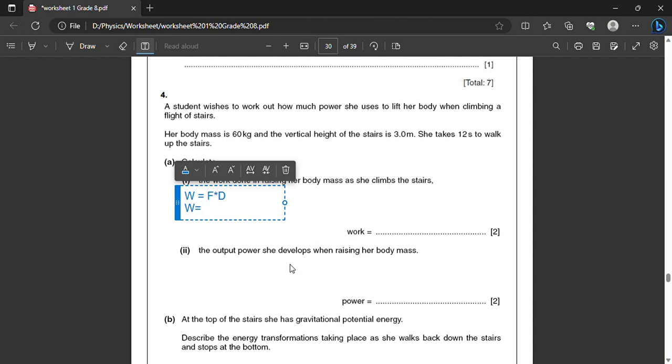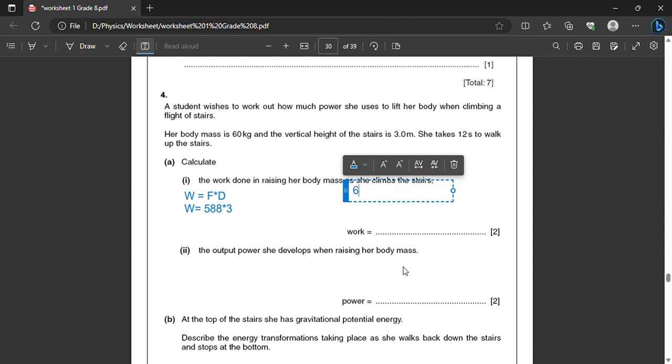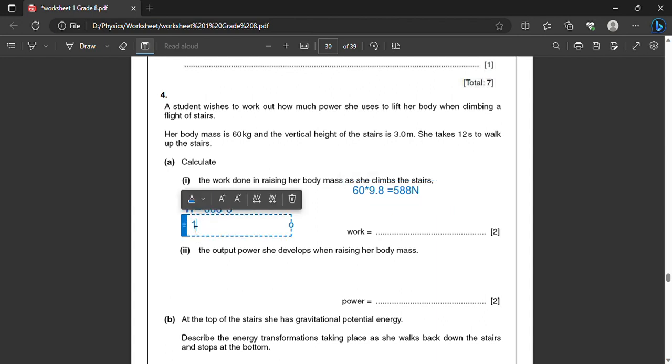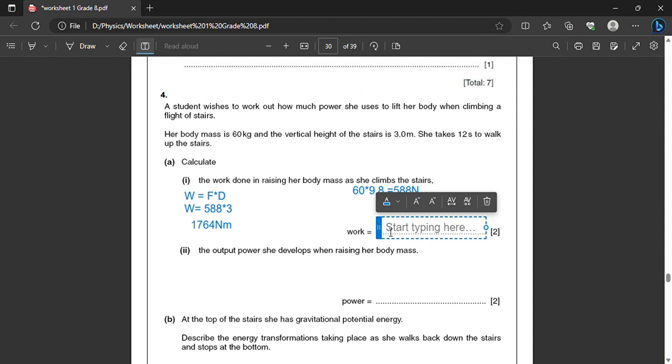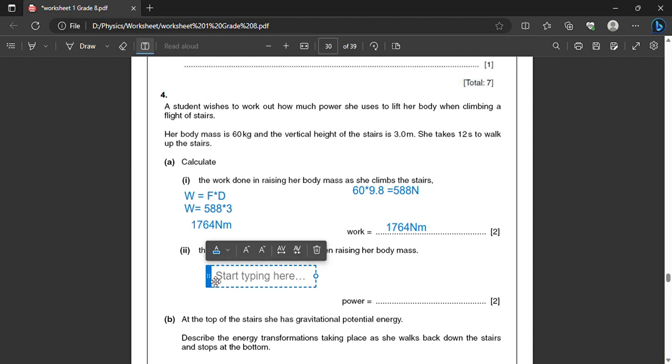So now you write work is 588 times 3. Now we are wondering how we got 588. Because the mass is 60 kilograms, you calculate 60 times 9.8. When you do 60 times 9.8, you get 588 newtons. So that's the basic part we got over here. Then you get the final answer, 1764 newton meters.